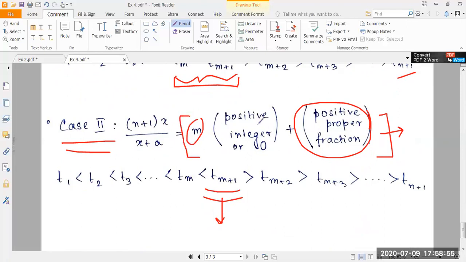But r cannot assume a value which is a positive integer plus a positive proper fraction. r cannot achieve a value which is an improper fraction. So this equal to sign will never hold. r can only be equal to this, and that is the only situation where we can have an equal to sign here. Since that is impossible, we do not have an equal to sign in this expression, and we end up with T1 less than T2 less than T3 up to less than Tm less than T(m plus 1) greater than T(m plus 2) greater than T(m plus 3) greater than, and then we have the last expression as T(n plus 1).